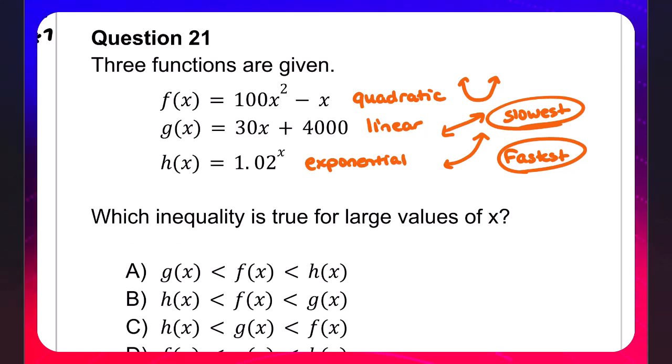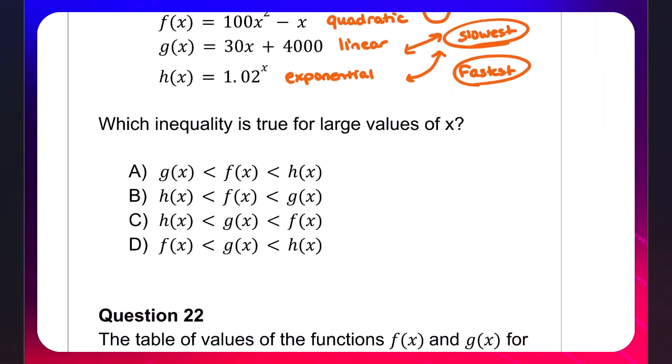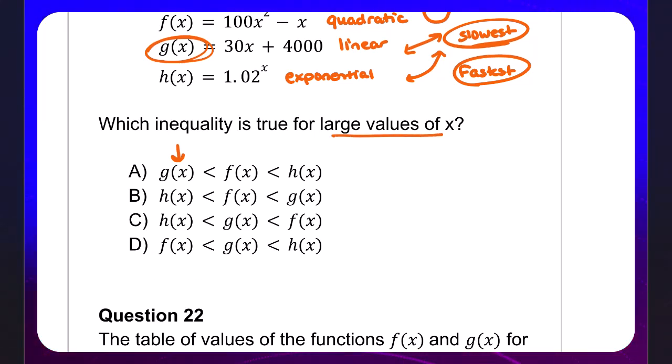Okay, it's consistent, but it's going to be slower. And when I'm talking about growing, I'm talking about extreme values to the far right. So as x increases a lot, exponential is going to be the fastest. Quadratic is going to be the second fastest, and linear is going to be the slowest. So the slowest one is going to be g of x, right here. It says which inequality is true for large values of x. That means when it gets really, really big, what's going to happen? So almost like in behavior. And then the biggest one obviously has to be h of x here. So yeah, A is the only one that makes sense.